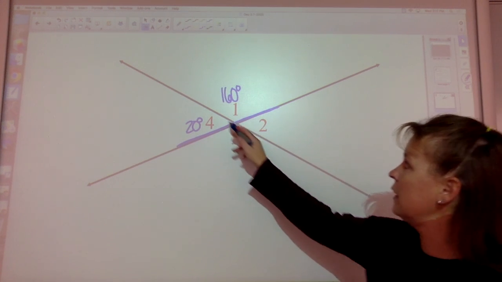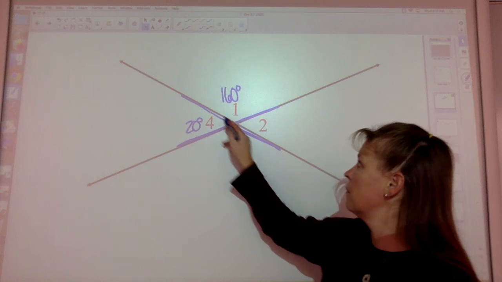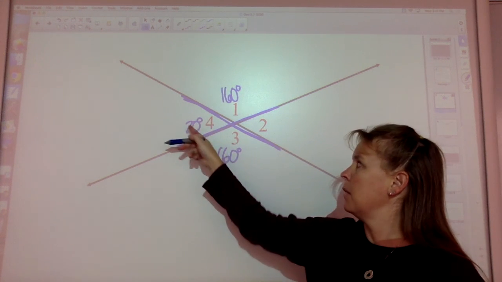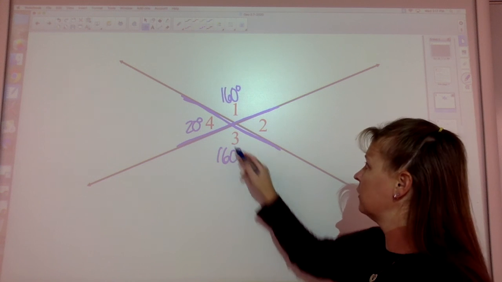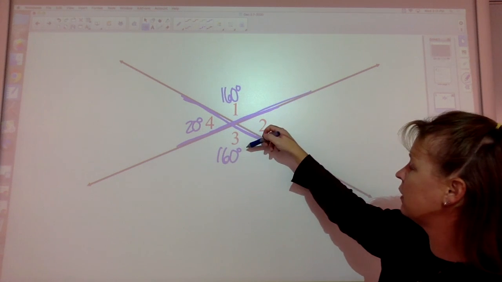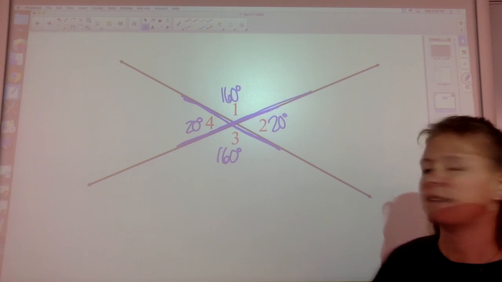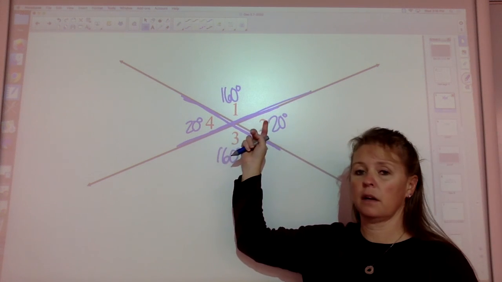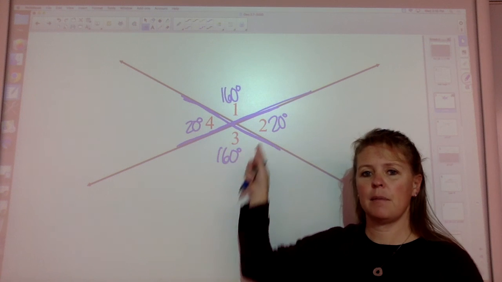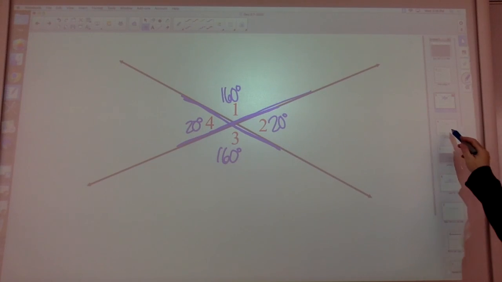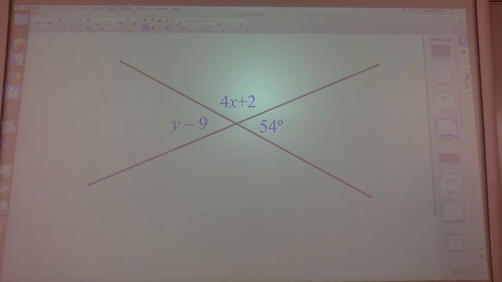But then angle 3, because those are supplementary by the linear pair postulate, would have to be 160. But then angle 2, which is supplementary to angle 3, linear pair postulate, would have to be 20 degrees. So we're kind of proving vertical angles are congruent at the same time as using the congruent supplements theorem. Now, is it going to get a little tougher than that? Yeah, we'll throw some algebra in there.